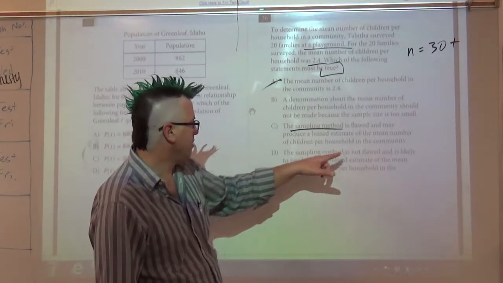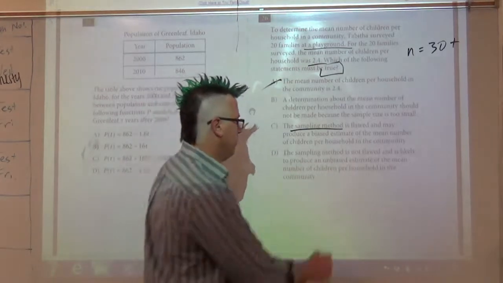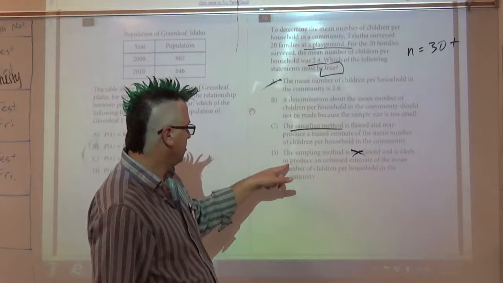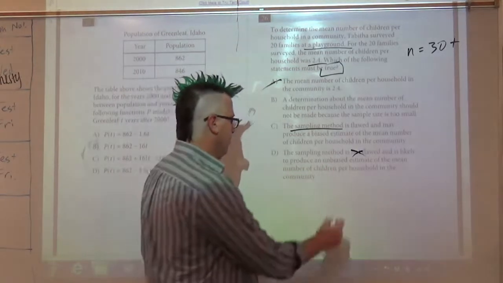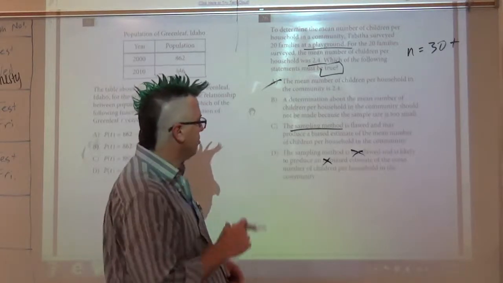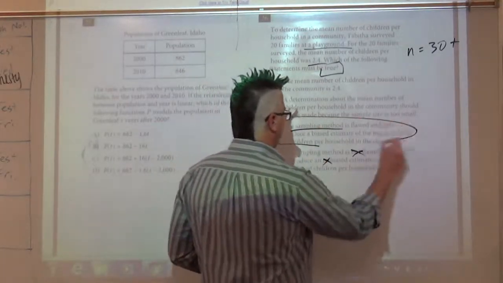The sampling method is not flawed. I don't like that. It certainly seems flawed. And is likely to produce an unbiased estimate. I think it produces a biased one because people without kids are probably not at the playground. So let's go with C.